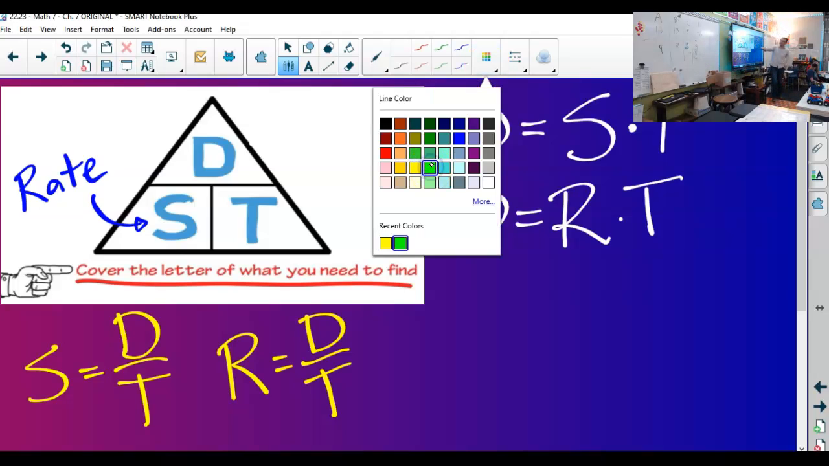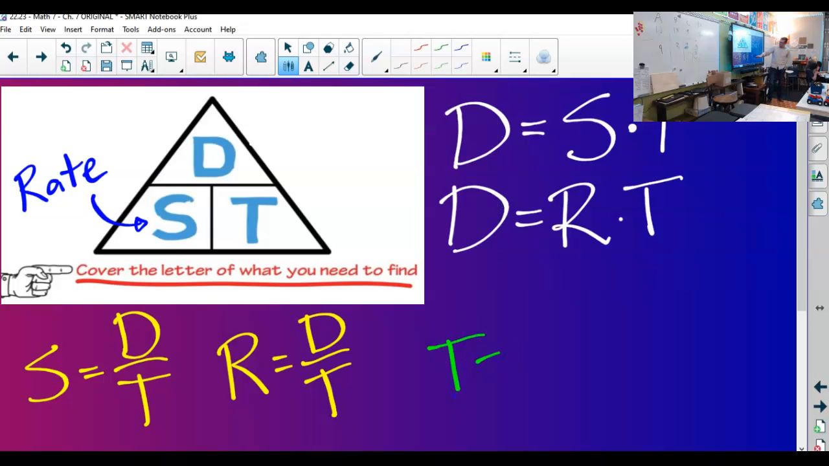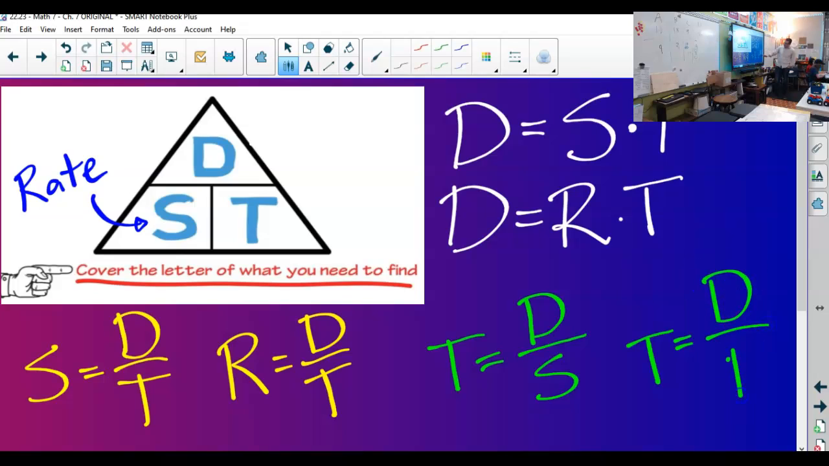And then what about T? If you covered up T, what's left? D over S, or you could have D over R. That's another division there. Your distance divided by your speed, or your distance divided by your rate.